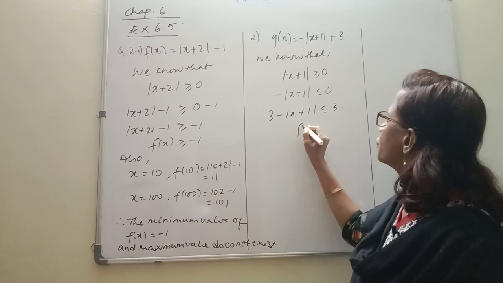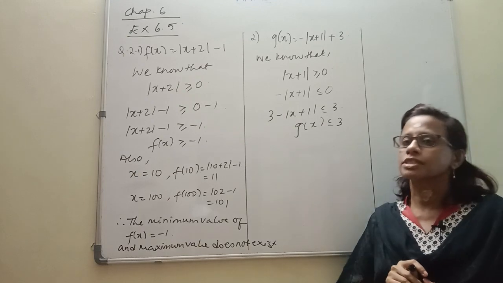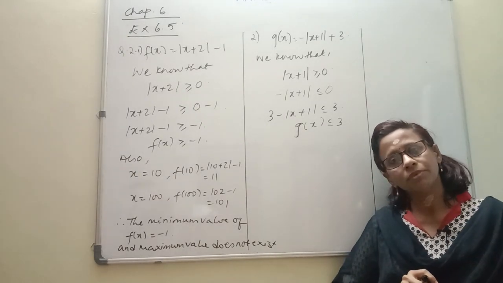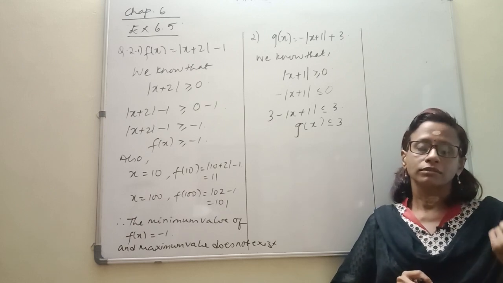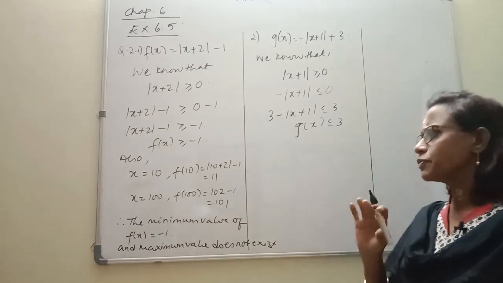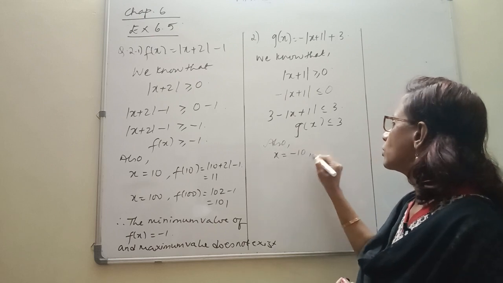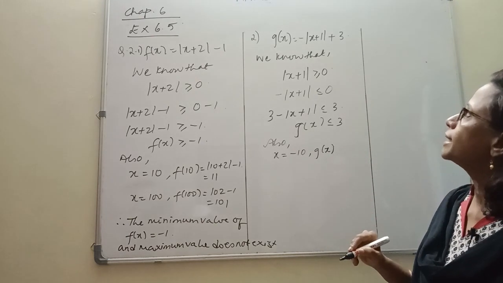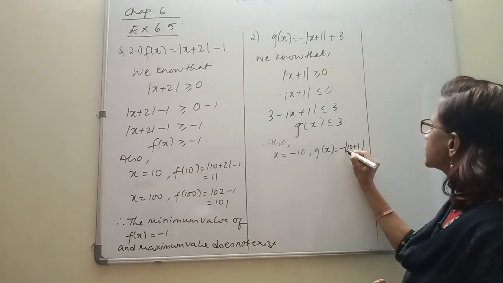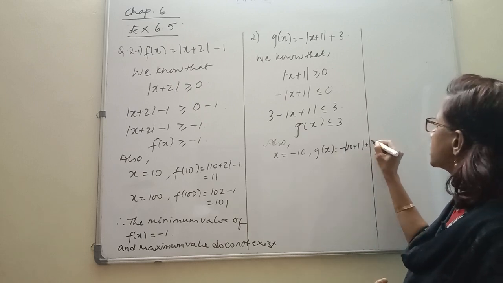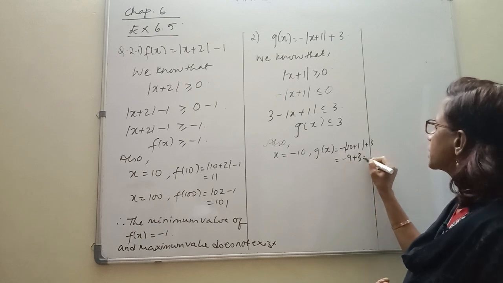So this is the function g of x, and we are getting that g of x is less than or equal to 3, which means 3 is a maximum. Minimum value, it will keep on changing. As you take lesser and lesser values of x, the g of x values also keep on reducing. Just for you to get yourself convinced, you can take maybe x as minus 10. Look at the g of x value. It will be minus modulus of minus 10 plus 1 plus 3. So that's minus 9. Minus 9 in modulus is 9. So minus 9 plus 3 is minus 6.